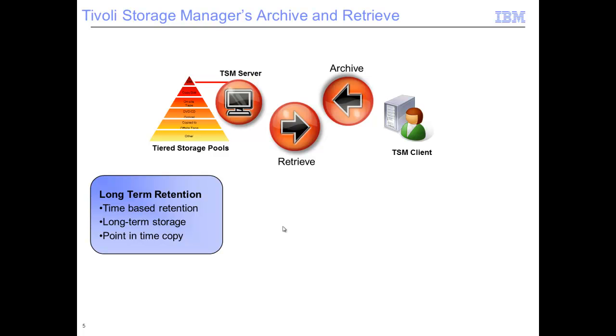Another base feature of Tivoli Storage Manager is archive. Now, archive differs from backup in the fact that archive is keeping files for a specific amount of time. Remember, backup kept a specific number of versions of files. Archive keeps files for a specific amount of time. So you can choose the file and say, I want to keep this file for 7 years. And then after 7 years, I want you to expire it off the Tivoli Storage Manager server.